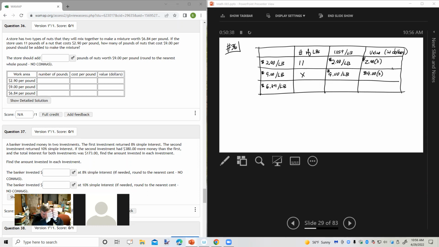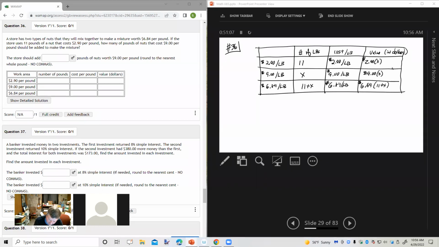How many nuts? We have 11 plus X, or X plus 11, okay? And this is what, 6.84 per pound. So this is going to be 6.84 times 11 plus X, or X plus 11, either way.